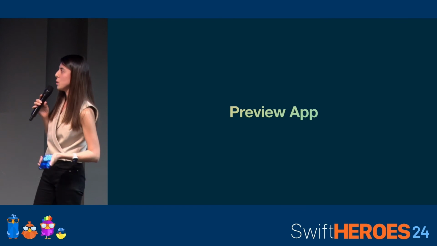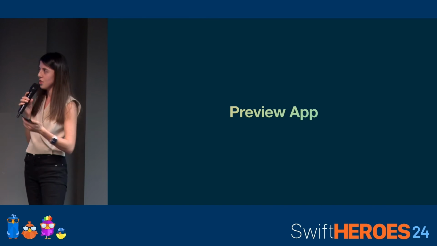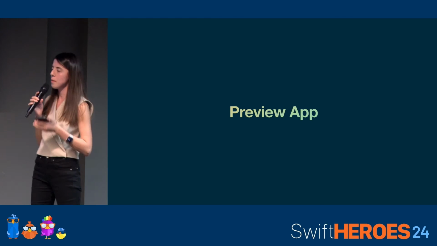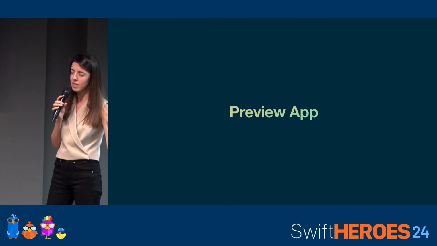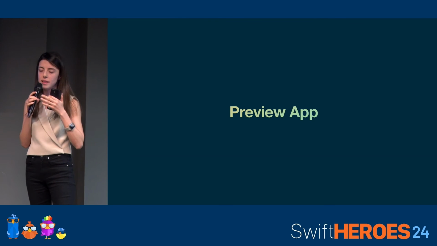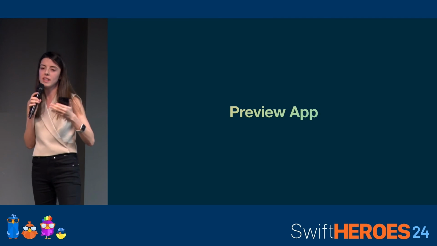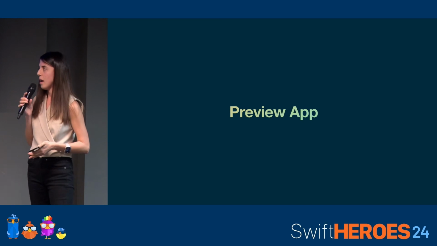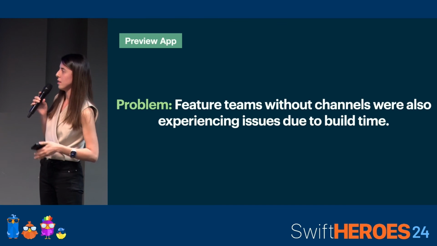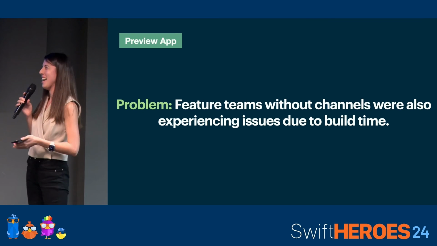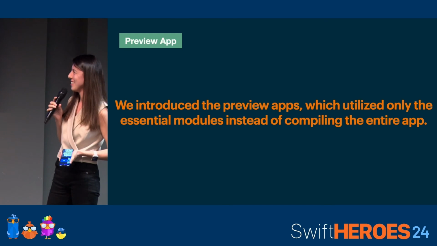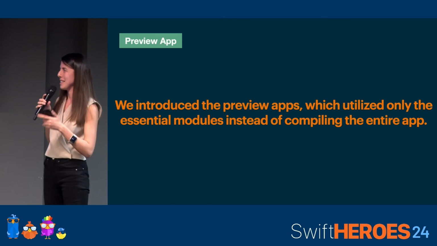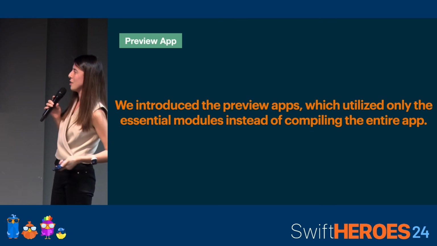Okay. To fix this, we created another structure which we call the preview app. With this feature, we add just the specific modules we want, and then we combine them. After that, we can run only these modules in our simulator. Now we can see the problem, and after that we can see the solution. And last, we can see one example in our simulator.